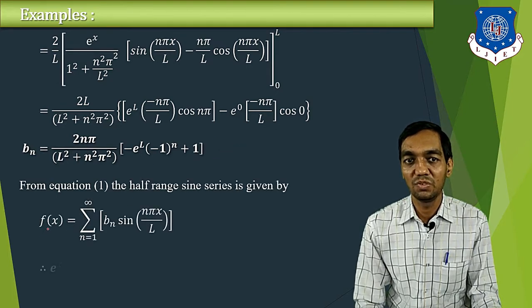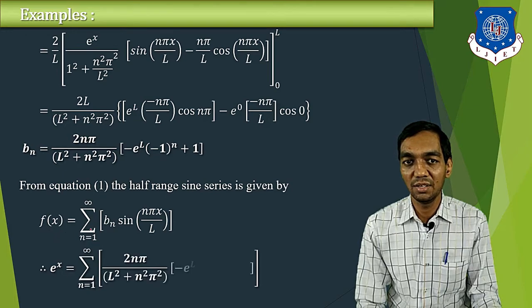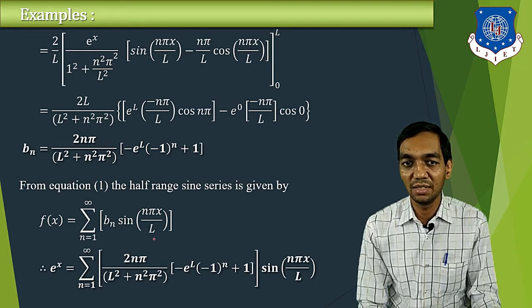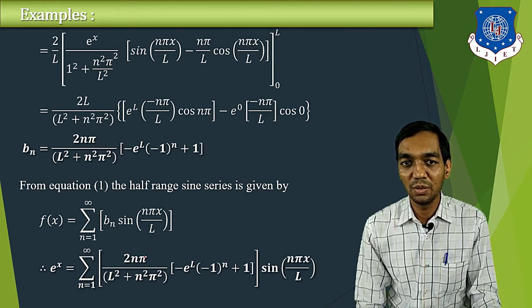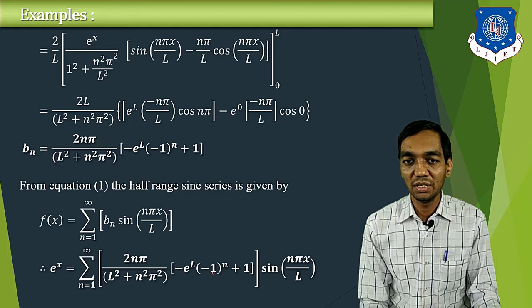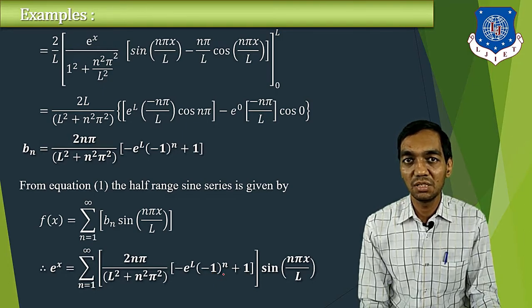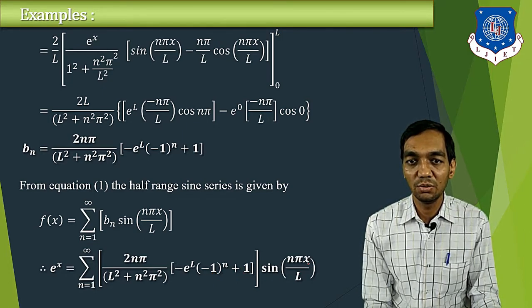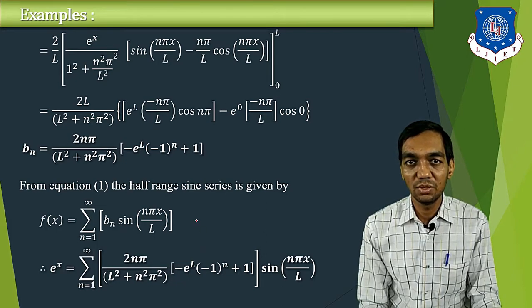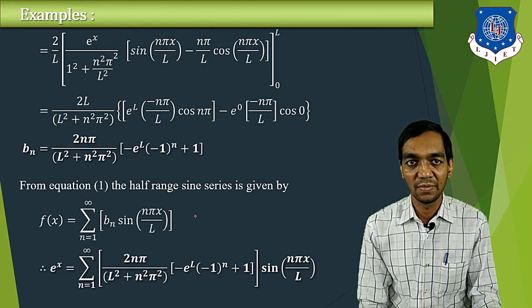That means your series is f(x) equal to sigma n running from 1 to infinity, Bn into sine n pi x upon capital L. And Bn has a value 2n pi upon L square plus n square pi square into the bracket minus of e raised to capital L into minus 1 raised to n plus 1, whole into sine n pi x upon capital L. Okay, so this is the Fourier sine series of a function e raised to x.